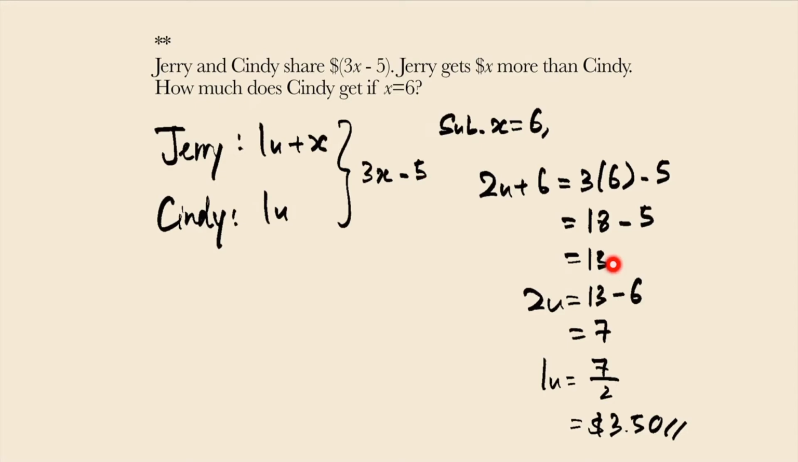Now, can we solve for 1 unit? Absolutely. So bring that positive 6 over, negative 6. 2u is 7. 1 unit is $3.50. So how much does Cindy get? 1 unit.